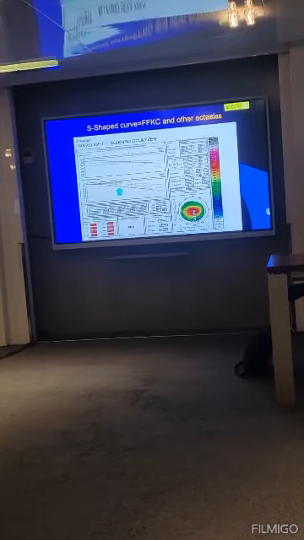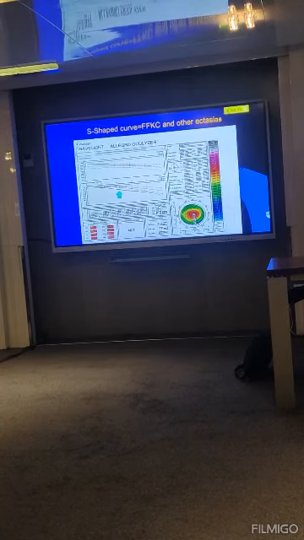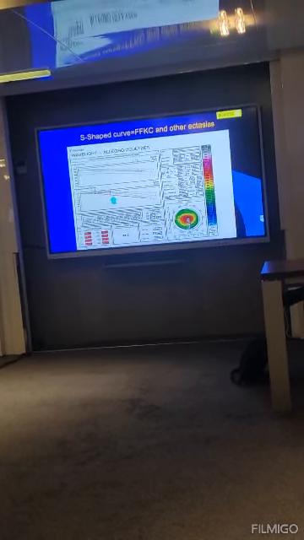This is another form of a curve which is not normal, the CS curve. The curve goes down and then goes up again. Also seen in forme fruste keratoconus and other ectasias.